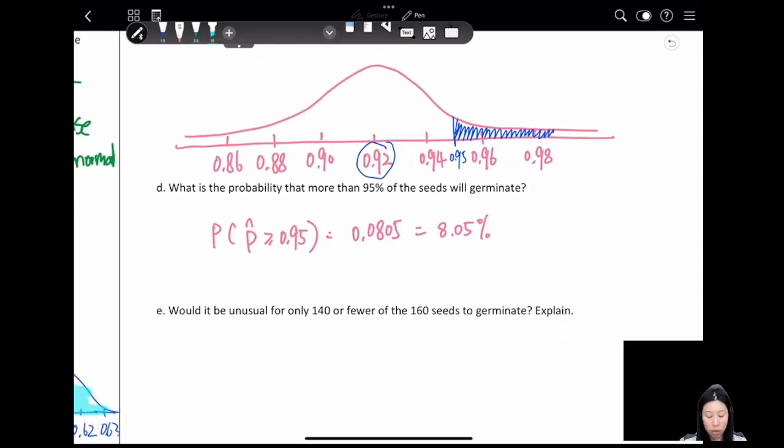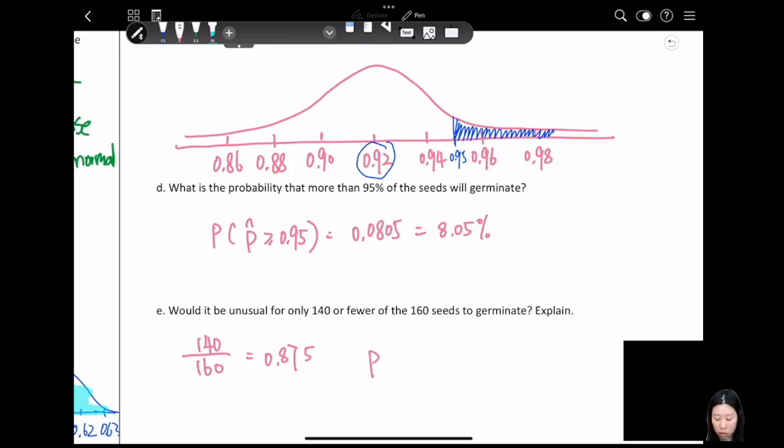Would it be unusual for only 140 or fewer of 160 seeds to germinate? Why? Let's take a look. 140 seeds means what will be the proportion, what will be the ratio? Let's calculate that: 140 out of the whole packet of 160, which is 140 divided by 160, approximately equal to 87.5%. Is that unusual?